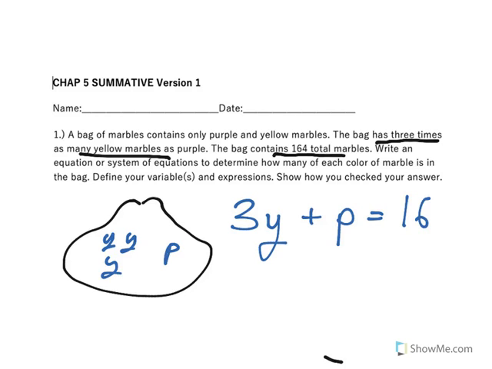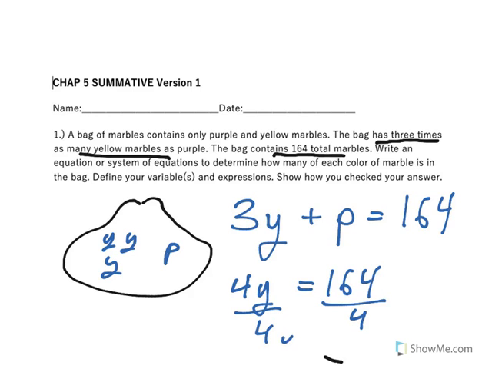Together, it equals 164. Write an equation or system of equations to determine how many of each color of marble is in the bag. Define your variables and expressions. Show how you checked your answer. There are different ways to do this, and this is what I did. I just imagined it's almost as if there are 4 groups of yellows, and they equal 164. Then I divided the 164 by the 4, and I got y equals 41, right?